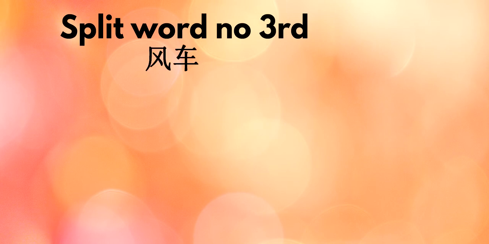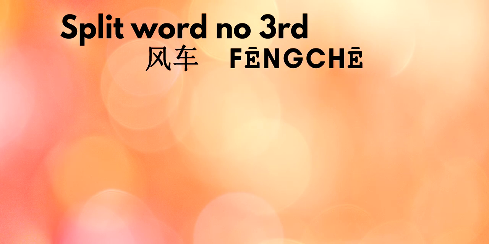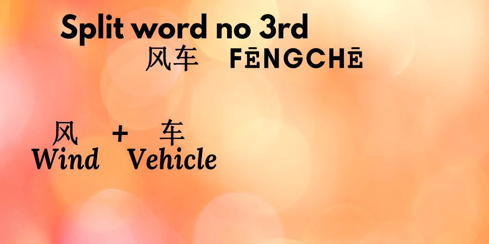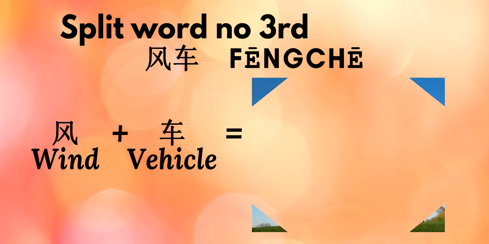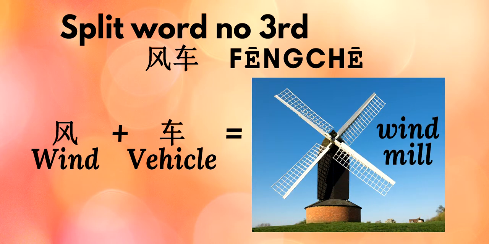Now the third split word is this, and this is the pinyin: fēng chē. Fēng means wind. It is added with chē, vehicle. So it is something like a wind vehicle, or a vehicle which could work upon the force of wind. What could it be? This is a windmill, okay, you got it. Fēng chē.